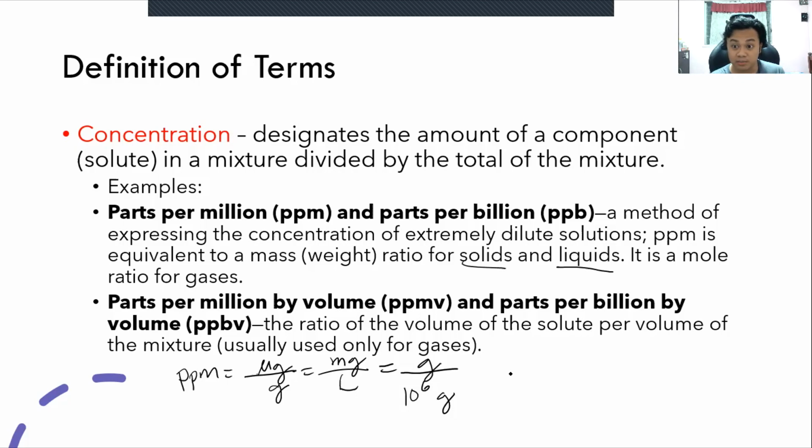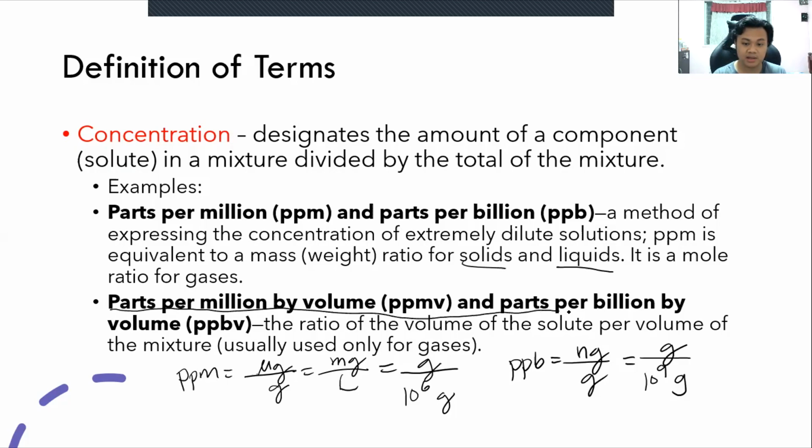So we also have our parts per billion, which denotes nanograms per gram, or grams per 10 to the 9 grams. And then we also have our parts per million by volume, ppmv, and parts per billion by volume, ppbv. It's the ratio of the volume of the solute per volume of mixture, usually only used for gases.